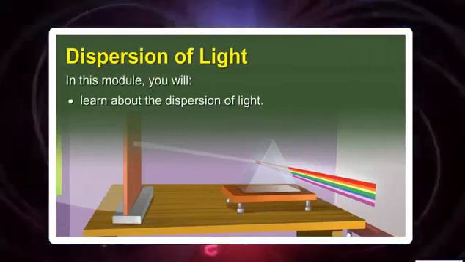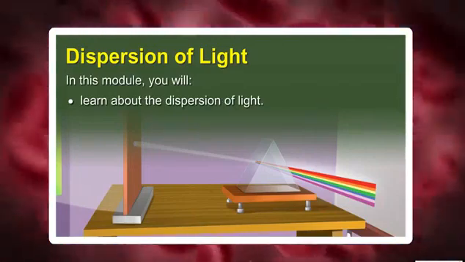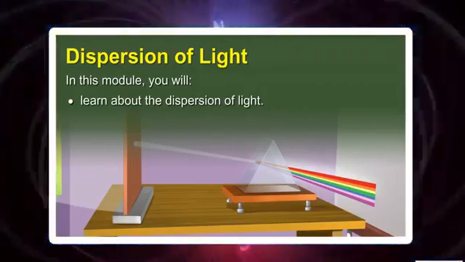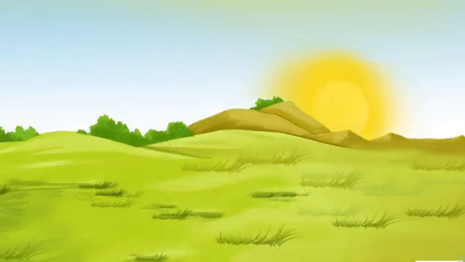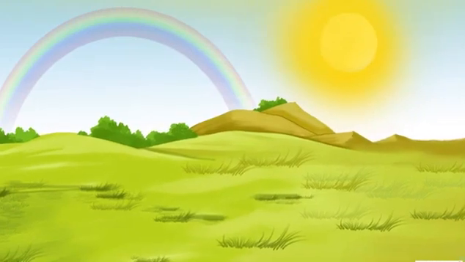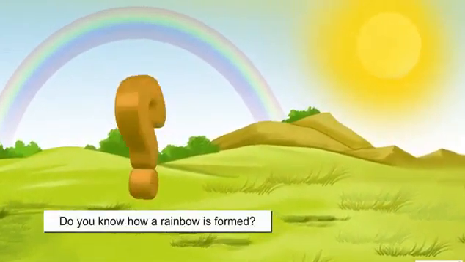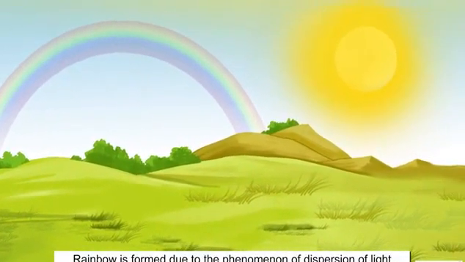In this module, you will learn about the dispersion of light. Sometimes after the rain, we see rainbow in the sky. It looks spectacular, doesn't it? Do you know how a rainbow is formed? A rainbow is formed due to the phenomenon of dispersion of light.